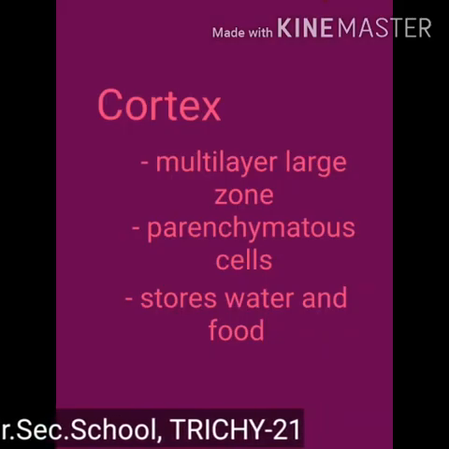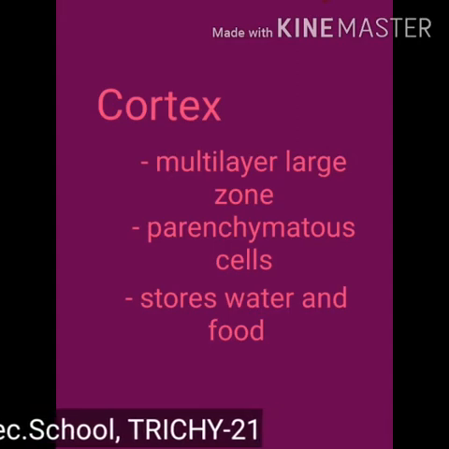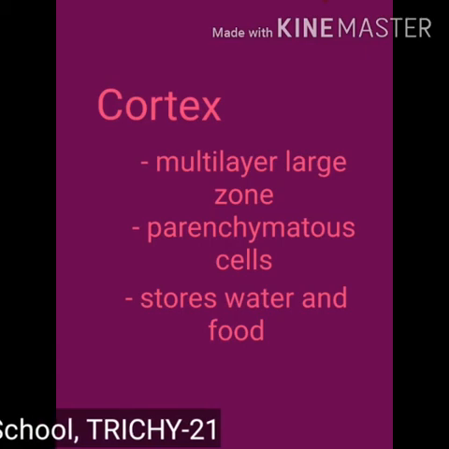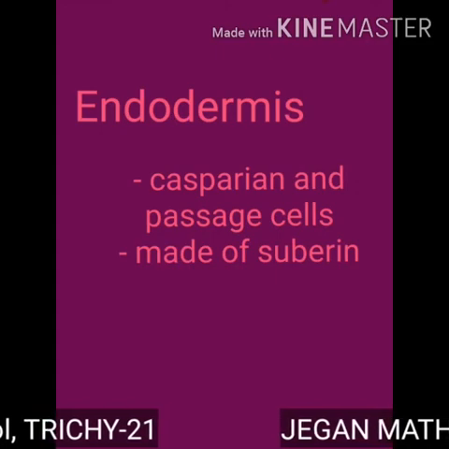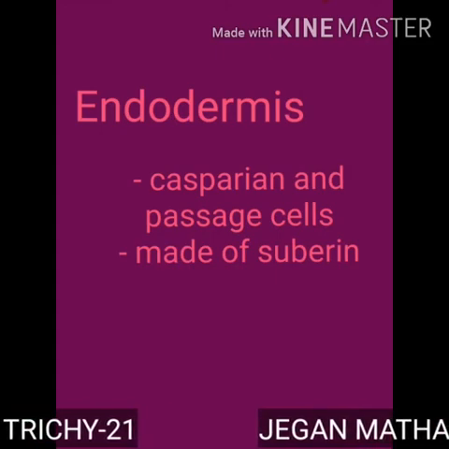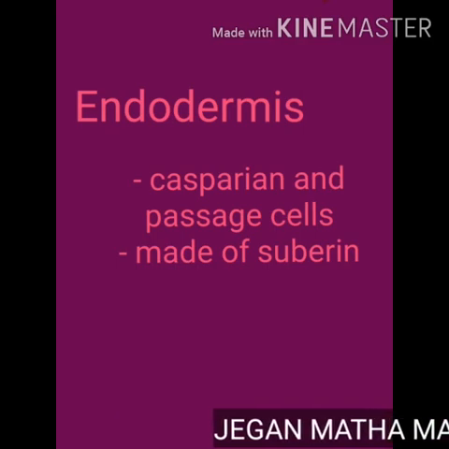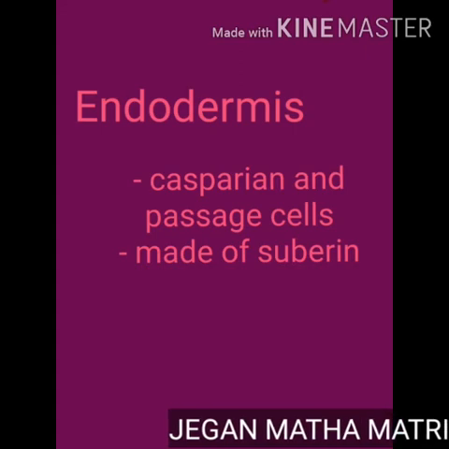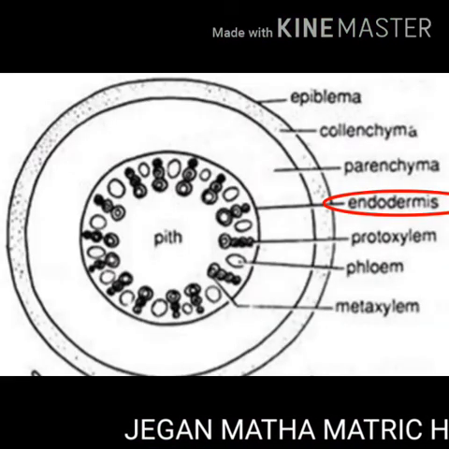Cortex. It is a multi-layered large zone composed of parenchymatous cells with intercellular space. It stores water and food material. Endodermis. It is the innermost layer of the cortex with characteristic casparian strips and passage cells. Casparian strips are band-like thickenings made of suberin.